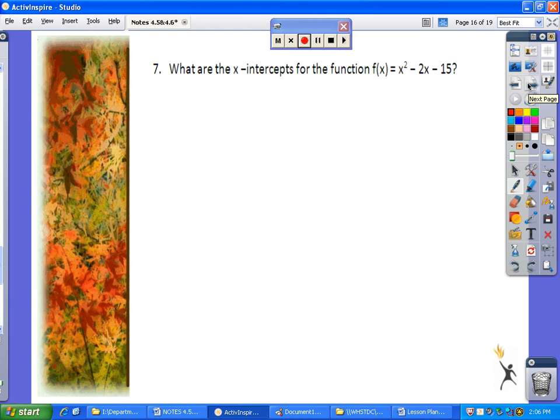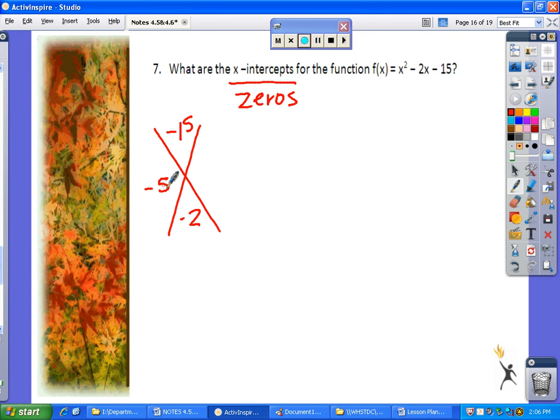All right, let's look at a different kind of problem. They're asking us, what are the x-intercepts for the function f of x equals x squared minus 2x minus 15? X-intercepts, that's another way of asking for the zeros. So let's start off. Let's see if this thing factors. Is there anything that multiplies to give us negative 15 and has a difference of negative 2? We should have negative 5 and positive 3.